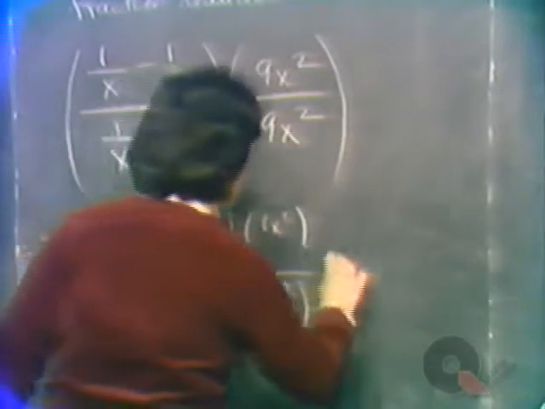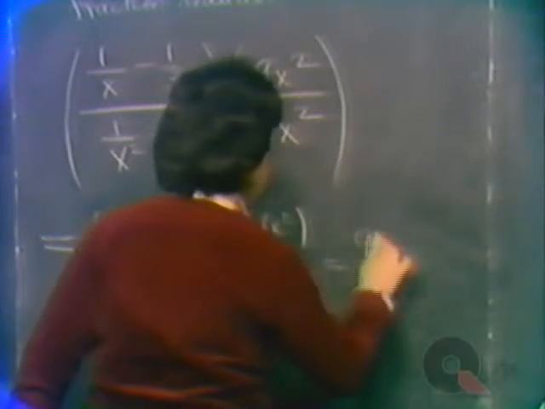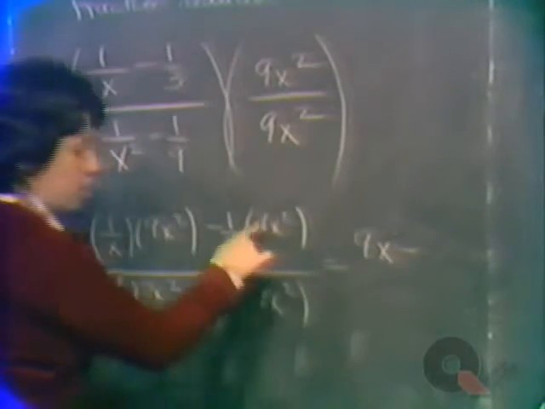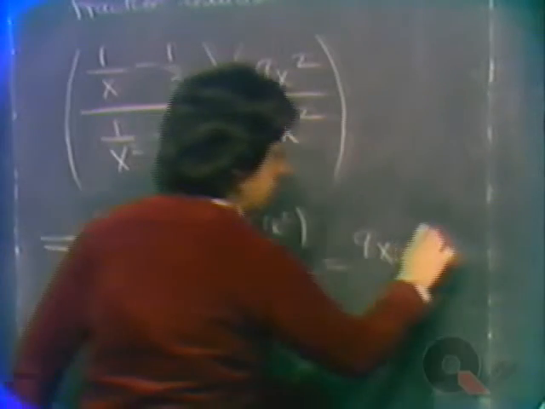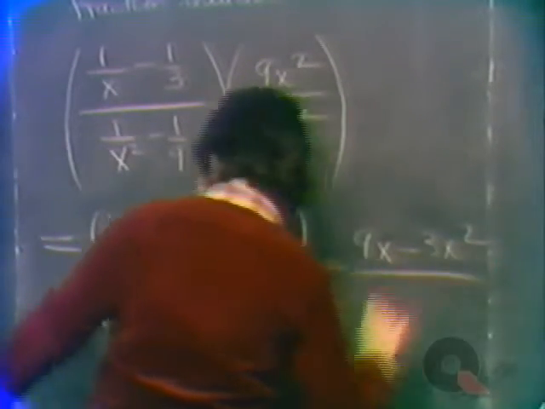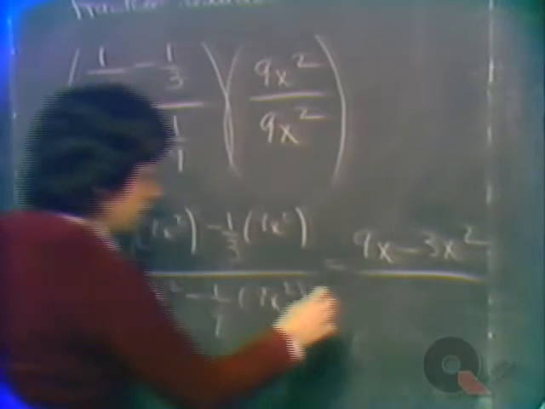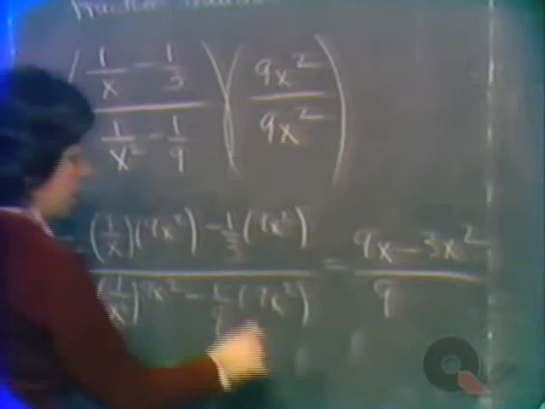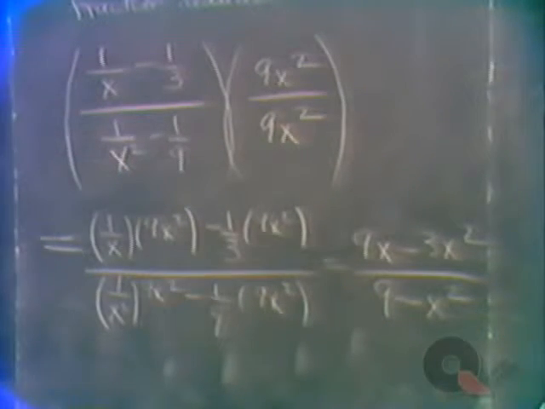Okay, this gives us, here, x cancels, we get 9x, minus here, we can divide 3 into 9, leaves us with 3x squared here. And in the denominator here, the x squareds cancel, leaving us with 9. And here the 9's cancel, so we have 9 minus x squared. So we now have it as a simple fraction, and we want to reduce it to lowest terms.